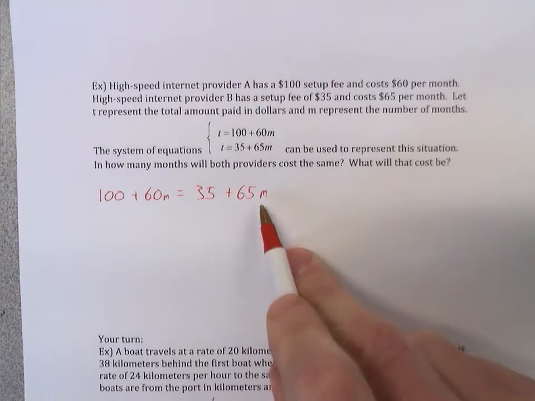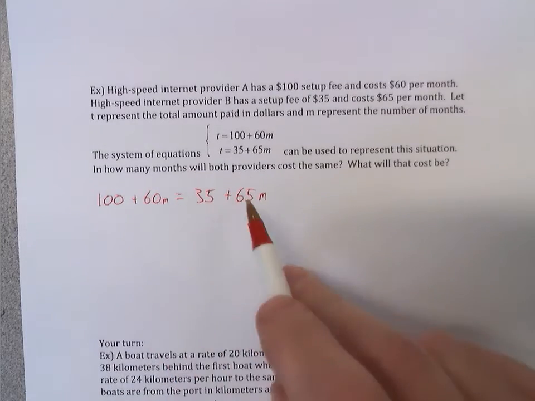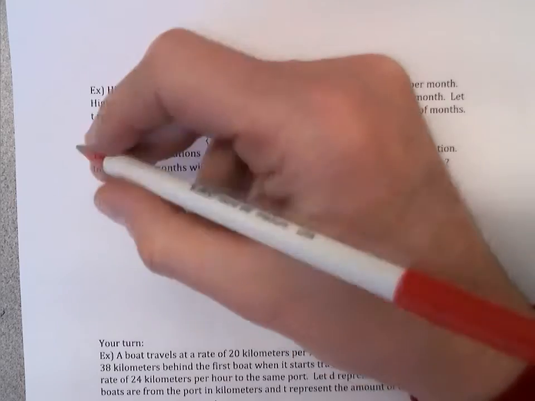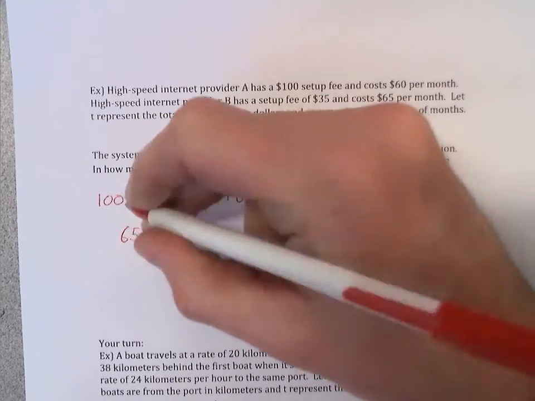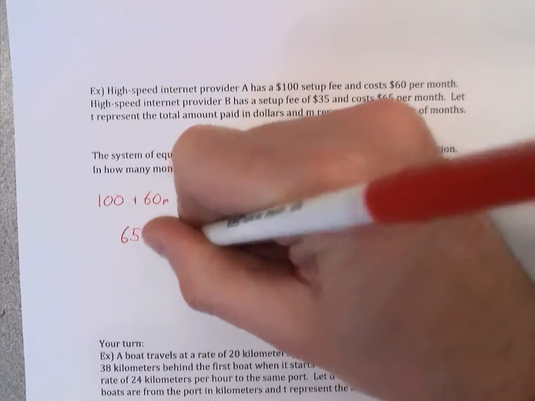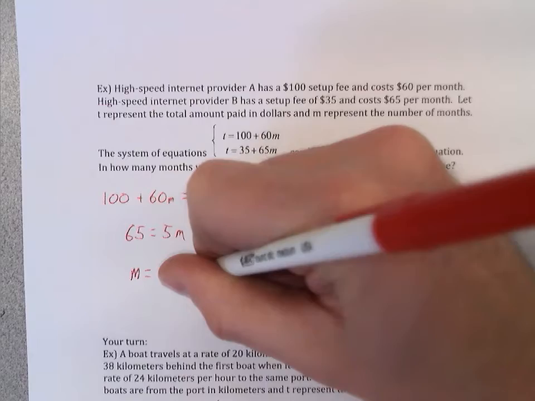And we can solve for M and figure out how many months it's going to be before they're equivalent to one another. So I can subtract 60 from both sides and 35 from both sides, and I'll get 65 is equal to 5M. Therefore, M is going to be 13 months.